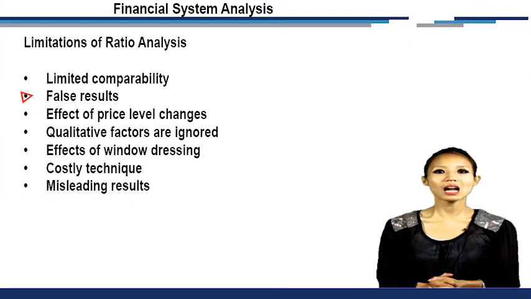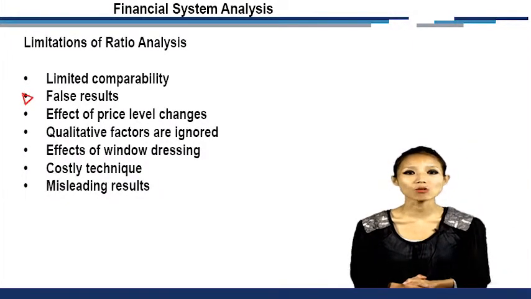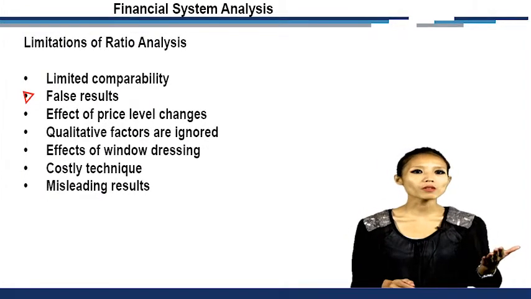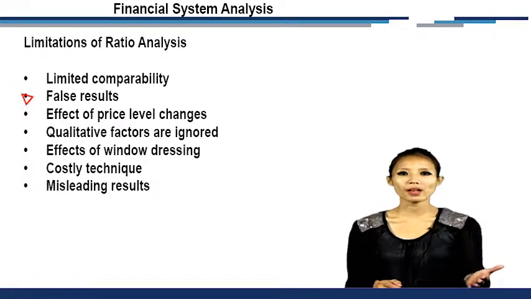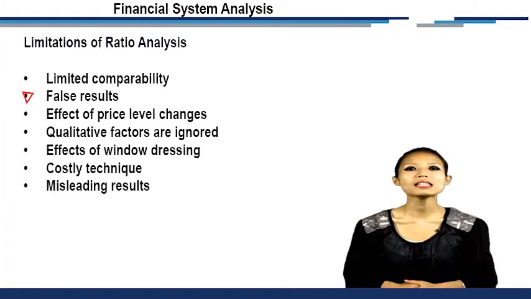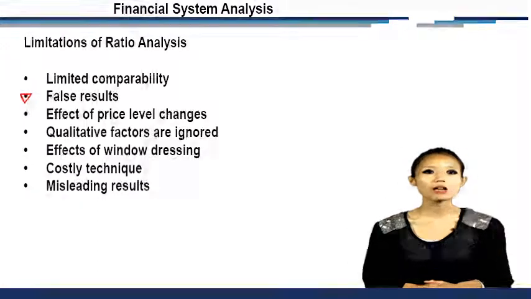False result. Accounting ratios are based on data drawn from accounting records. In case that data is correct, then only the ratios will be correct. For example, if valuation of stock is based on a very high price, profits of the concern will be inflated and it will indicate a wrong financial position. The data therefore must be absolutely correct.